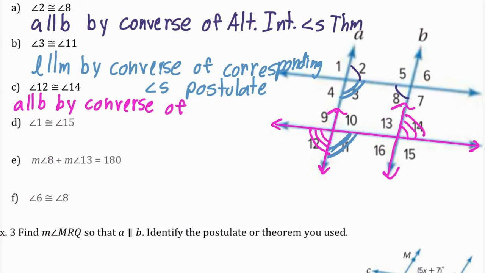of the alternate exterior angles theorem.